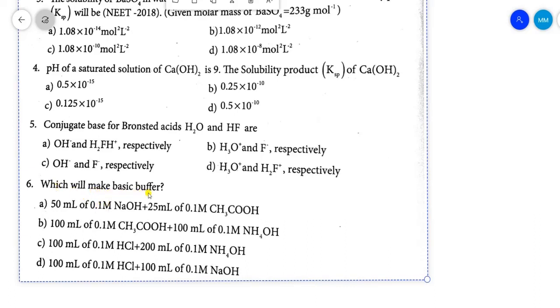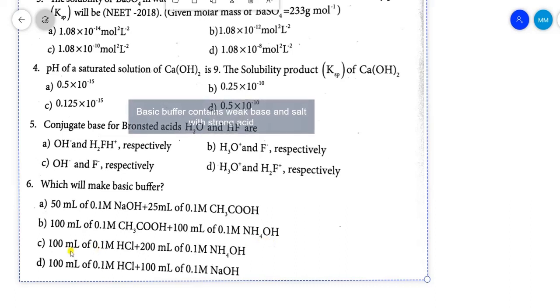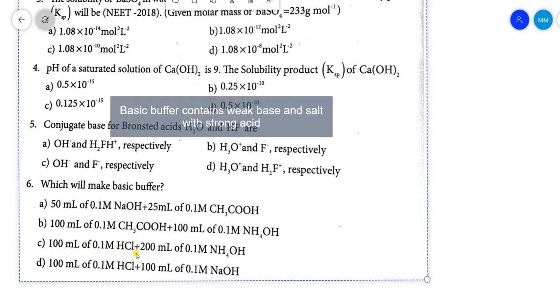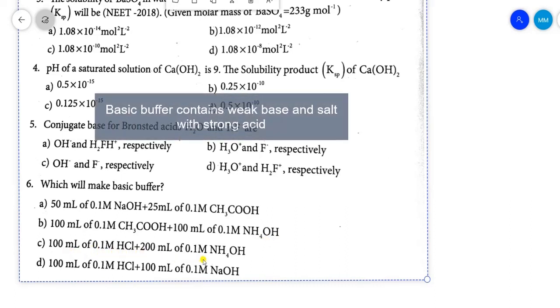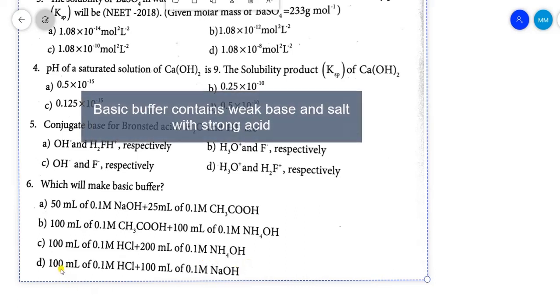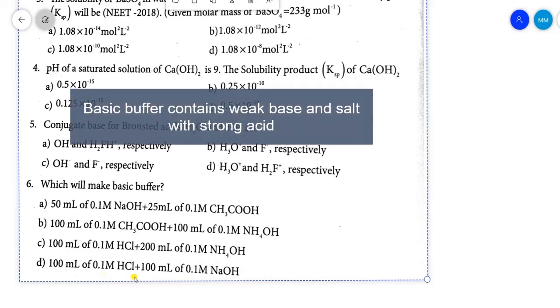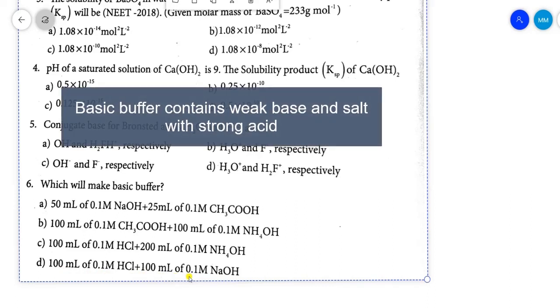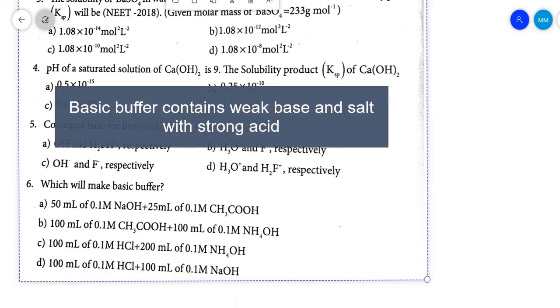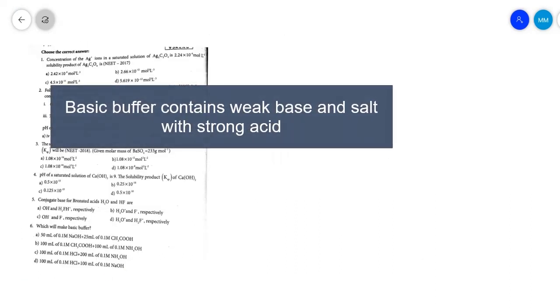Question number 6. Which will make a basic buffer? A: 50 ml of 0.1 M sodium hydroxide plus 25 ml of 0.1 M acetic acid. B: 100 ml of 0.1 M acetic acid plus 100 ml of 0.1 M ammonium hydroxide. C: 100 ml of 0.1 M HCl plus 200 ml of 0.1 M ammonium hydroxide. D: 100 ml of 0.1 M HCl plus 100 ml of 0.1 M NaOH.